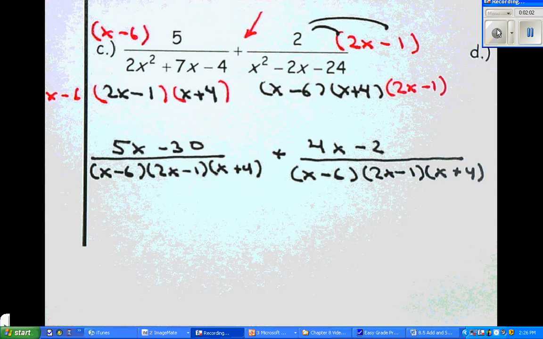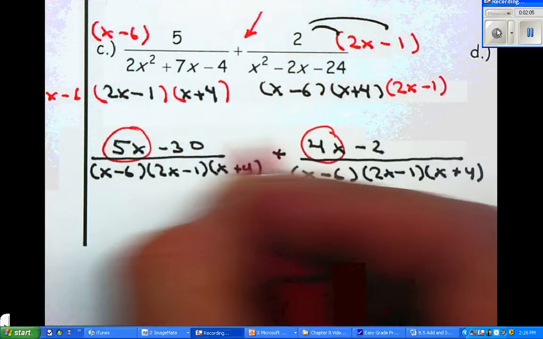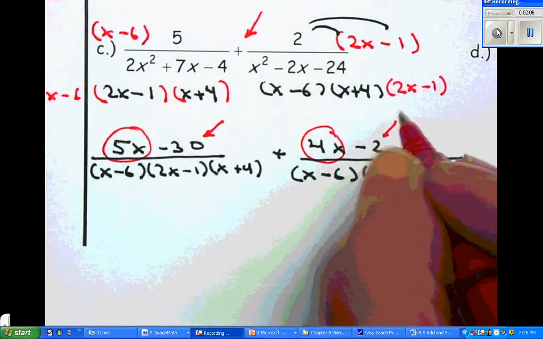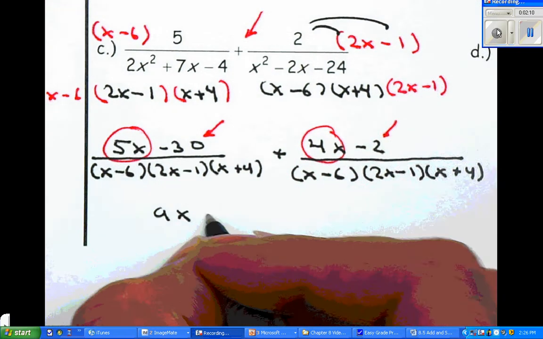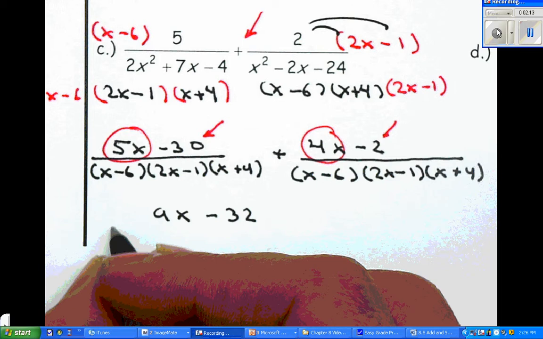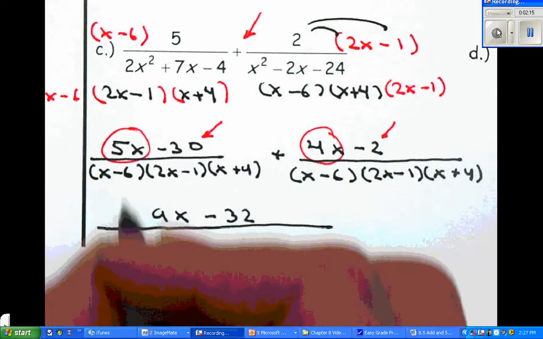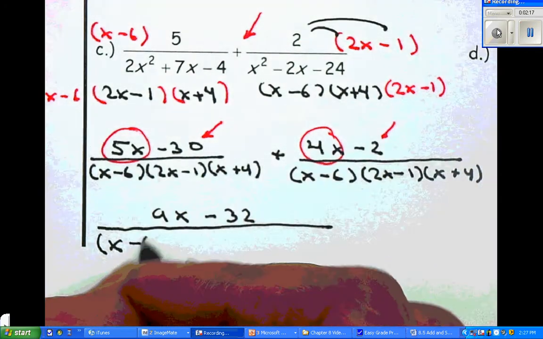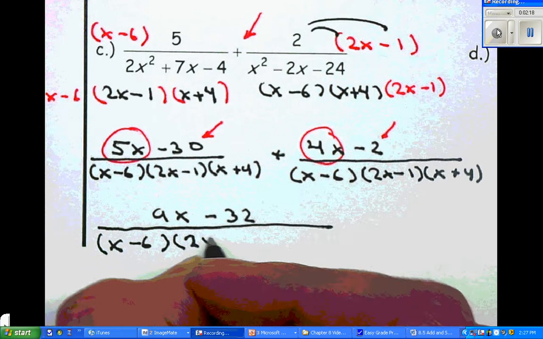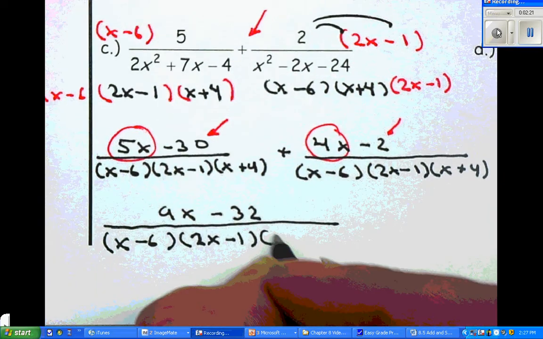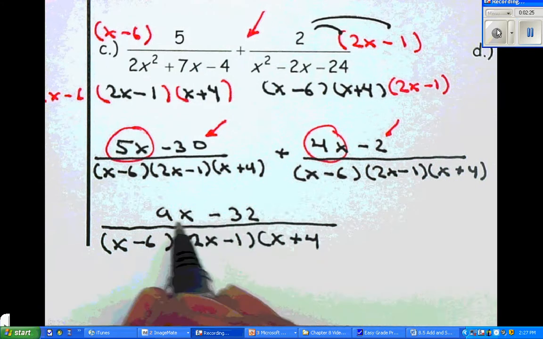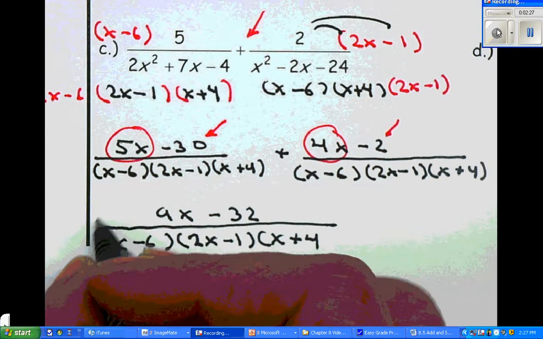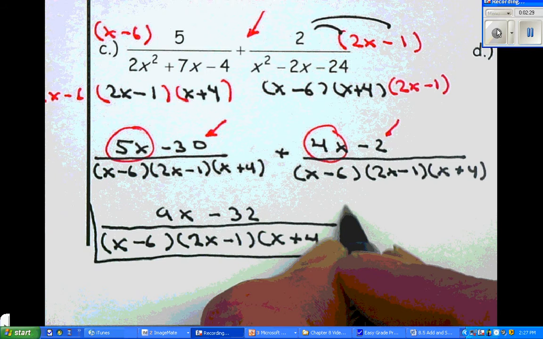Now that the denominators are the same, we can combine like terms. So that'll be 9x minus 32. Denominator, we'll just keep: x minus 6, 2x minus 1, and x plus 4. We want to be able to factor the top. Nothing we can factor out, so we are done. This will be our final answer.